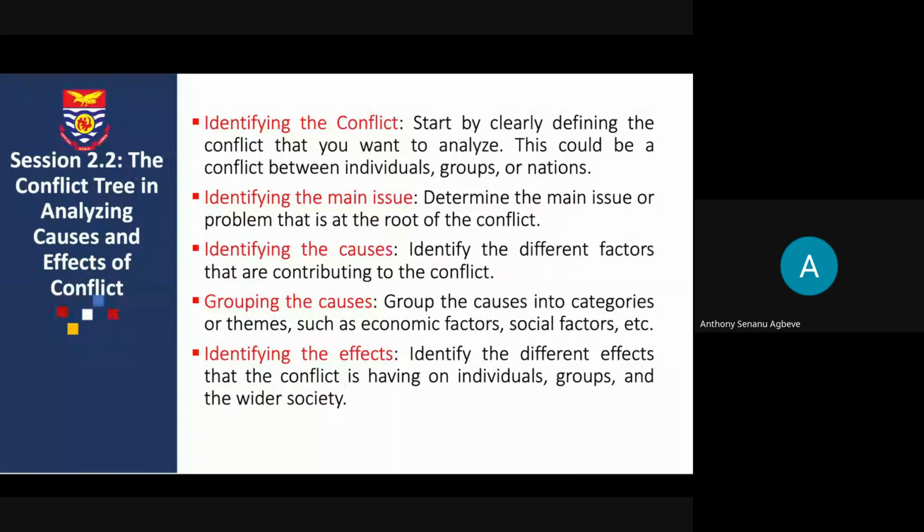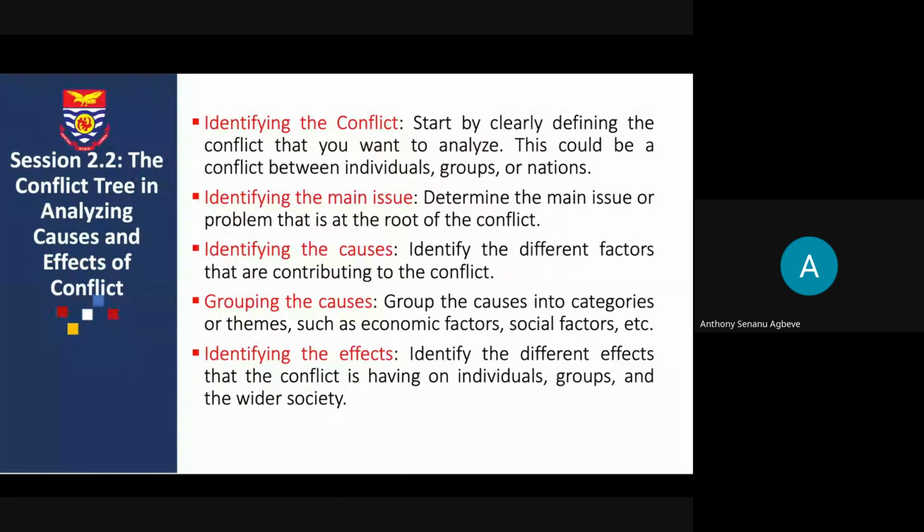Then you need to identify the effects. What are the effects of the conflict? So you need to identify all these effects. Are the effects on the individual level? At the societal level, what are the effects of the conflict on the society, right? When a lot of social amenities and infrastructure is destroyed, it has a lot of impact on the society as a whole, right? So you need to identify the effects.